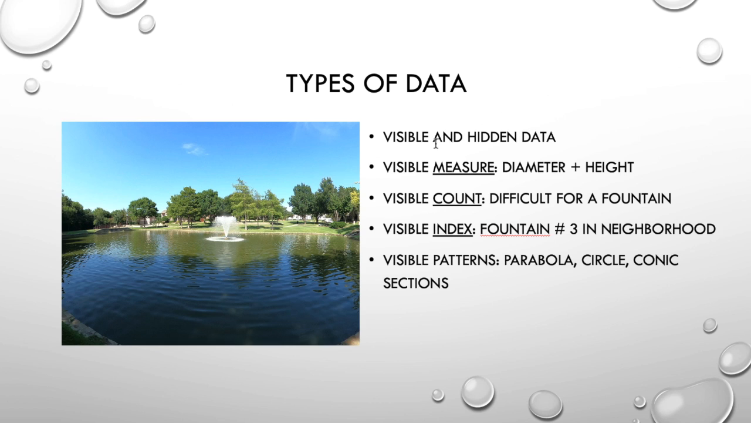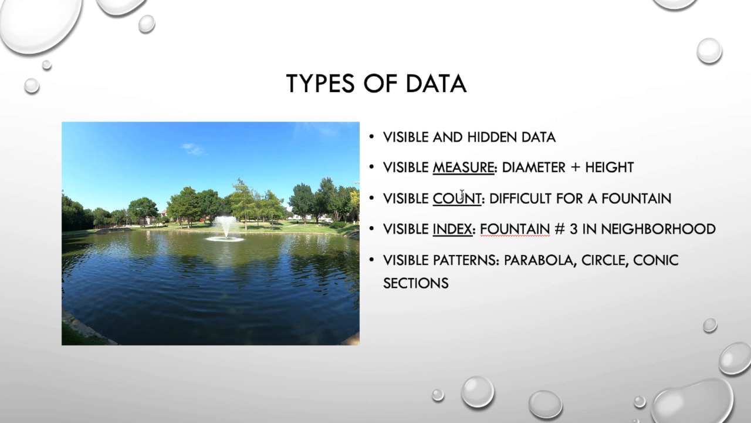Okay, let's take a look at two kinds of data. There's visible and hidden. Visible is kind of what you see. What you see is what you get, in the photograph. Hidden is what you don't see. And basically data apply to both of those situations. A visible measure is looking at the diameter: when the water from the fountain hits the water in the pond, it makes a rough circle, right? So what's the diameter of that circle, and what's the height of the water once it's pumped out vertically? What is that head or that height?